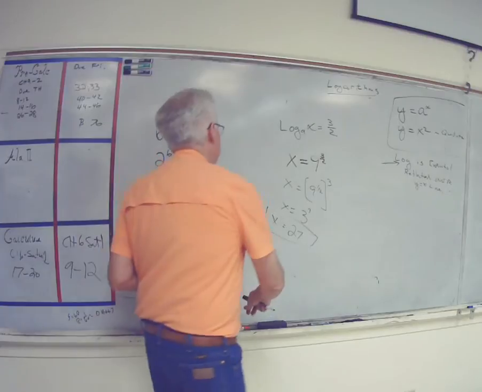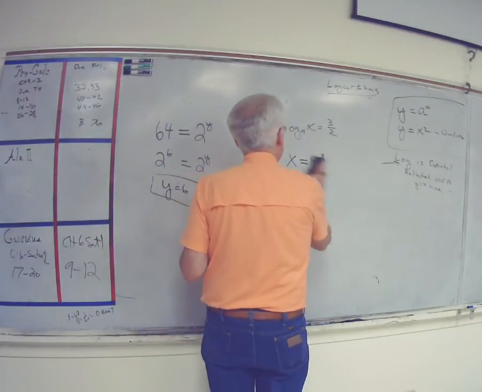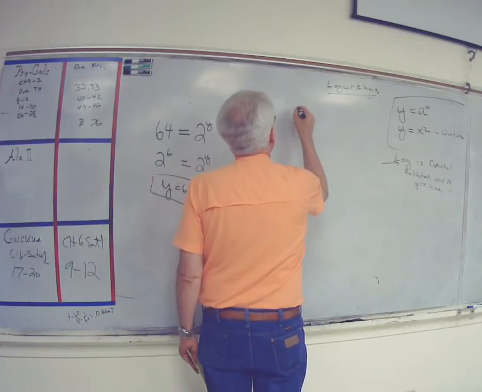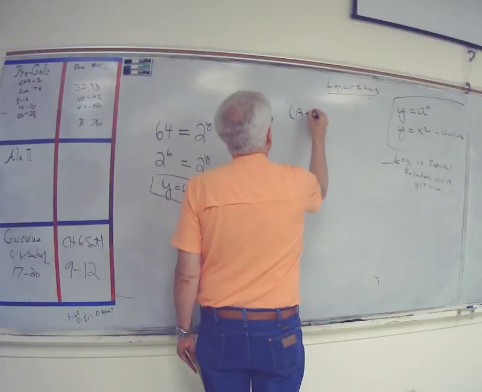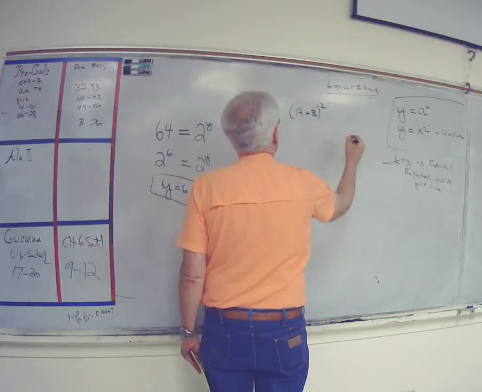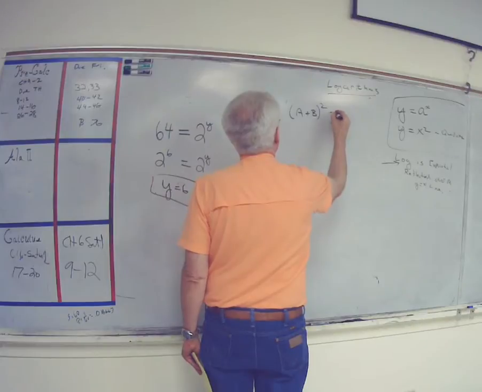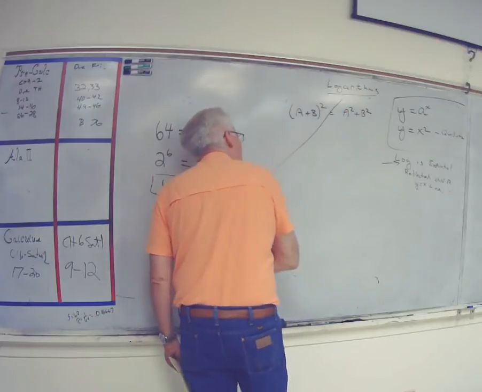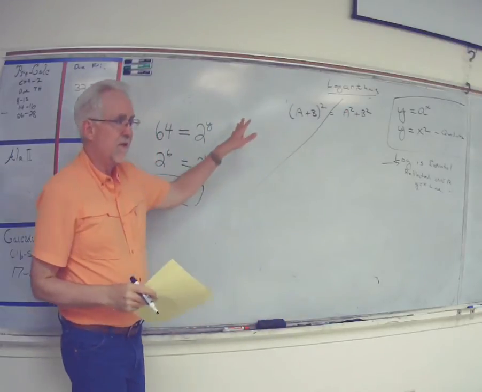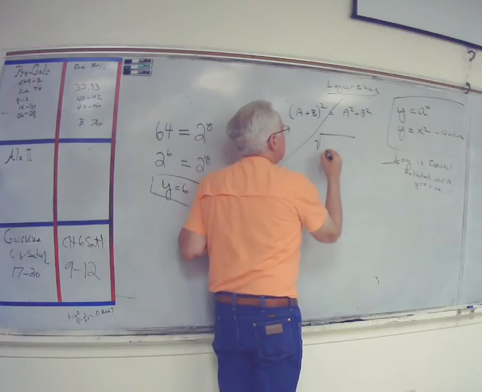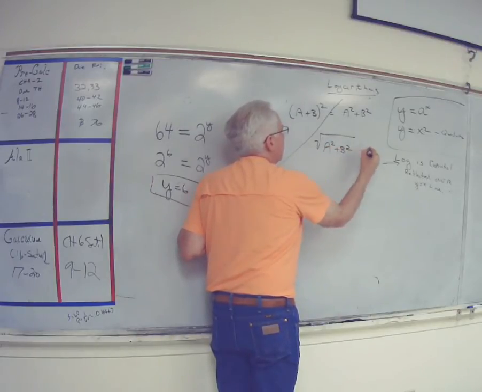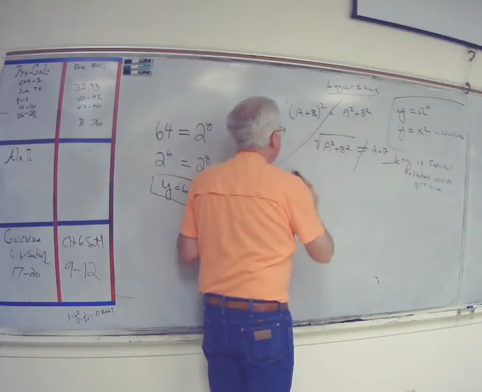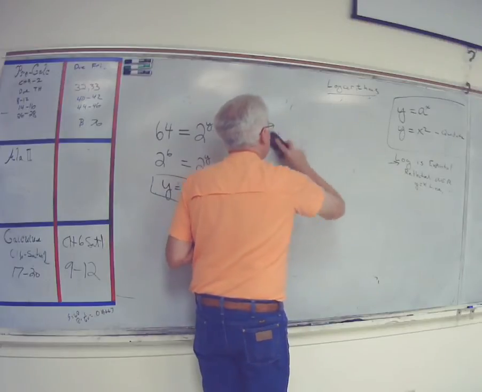Another little trick, and this is something, if you really want to make me yell and scream, you would say that the square root of a squared plus b squared is equal to a plus b. That's what? Wrong! You know how we go over this over and over and over? The square root of a squared plus b squared does not equal a plus b.